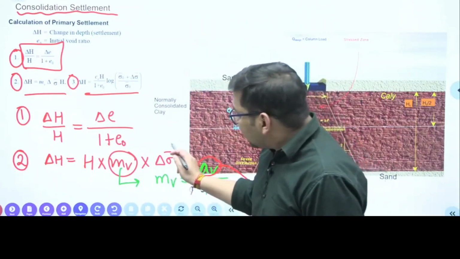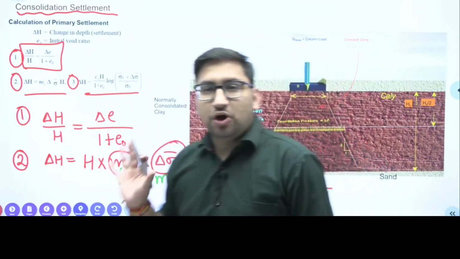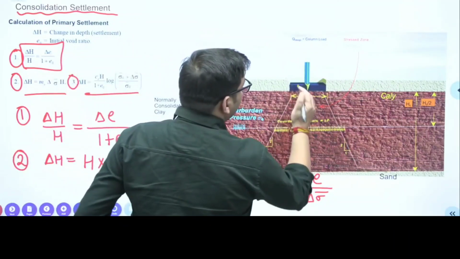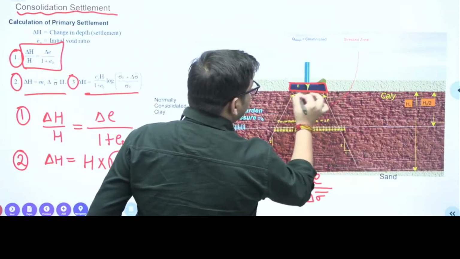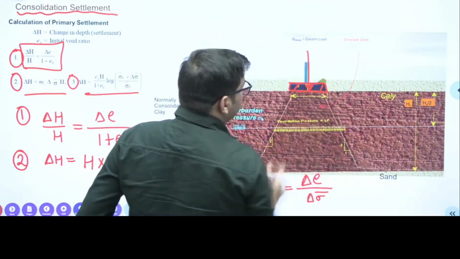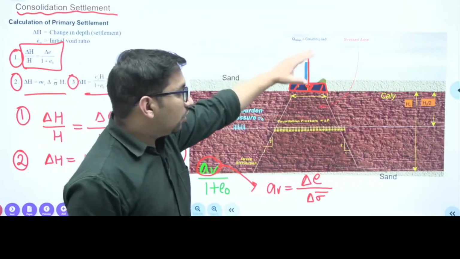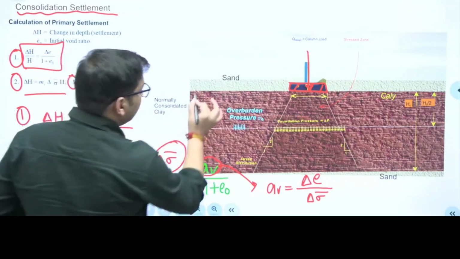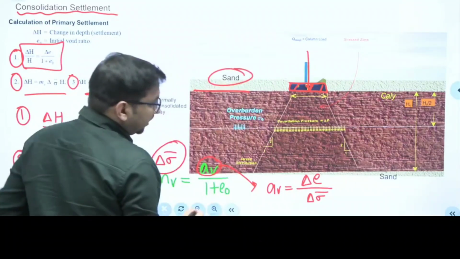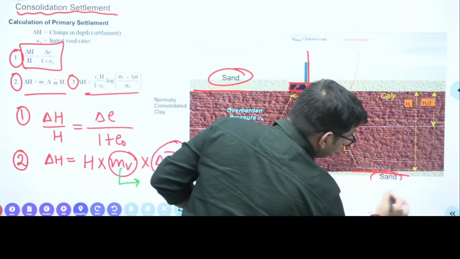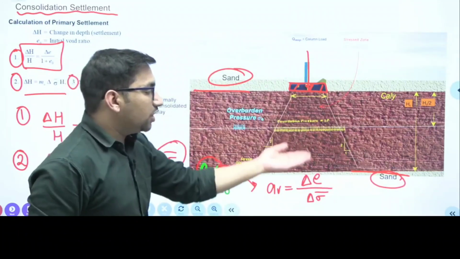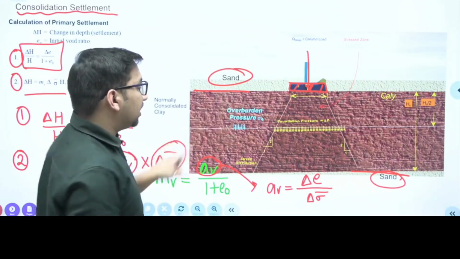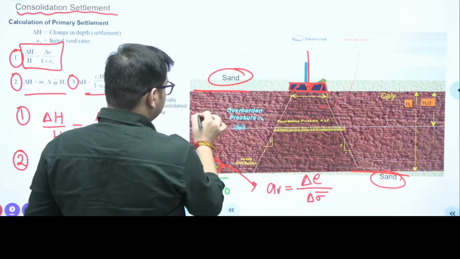Now this delta sigma bar is the particular important term for you, right? Now try to understand. Let's suppose this is your foundation, and there will be a load from the superstructure. Due to this load, you need to find out what will be the settlement of this clay layer. Above here it is sand, below also it is sand. So we need to find out what will be the consolidation settlement in this particular clay layer. This is your clay.